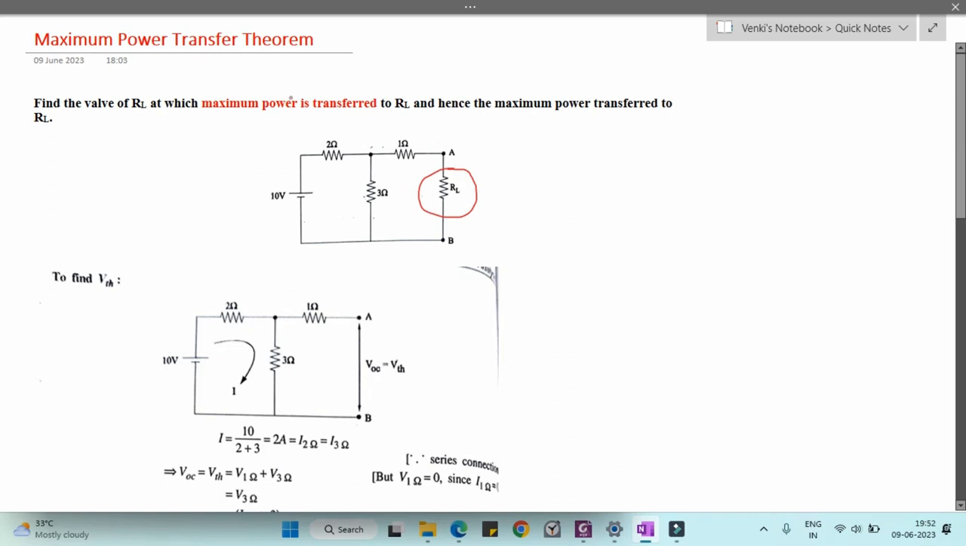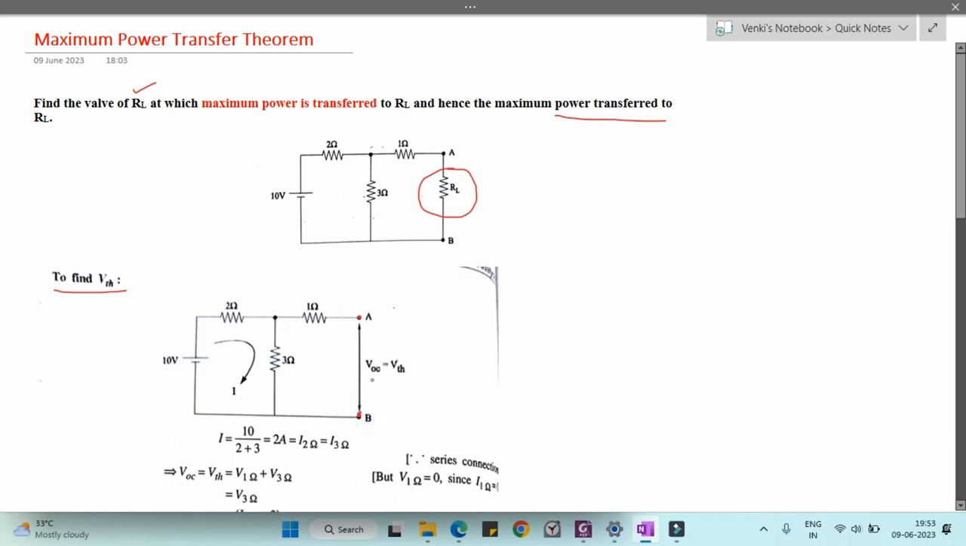In this problem statement, they are asking to find the value of RL, and the maximum power transferred to the load. So we need to calculate the RL value and the maximum power value. First, in order to calculate the RL value, we need to find the V Thevenin for the given circuit. When calculating the V Thevenin, we disconnect the RL load and indicate the A point and B point like this.